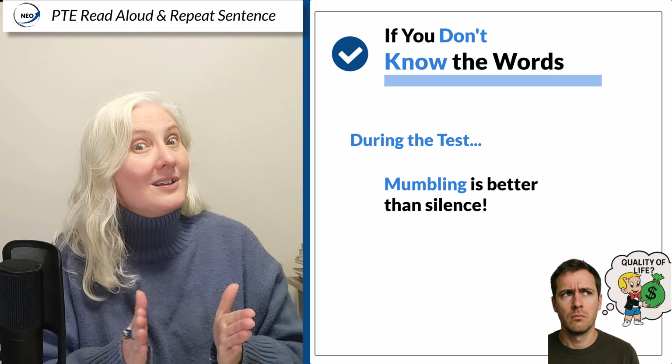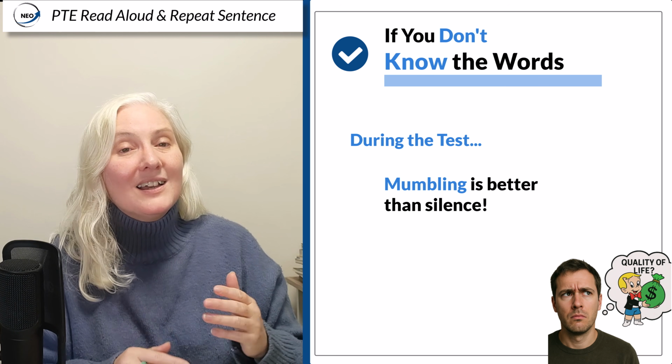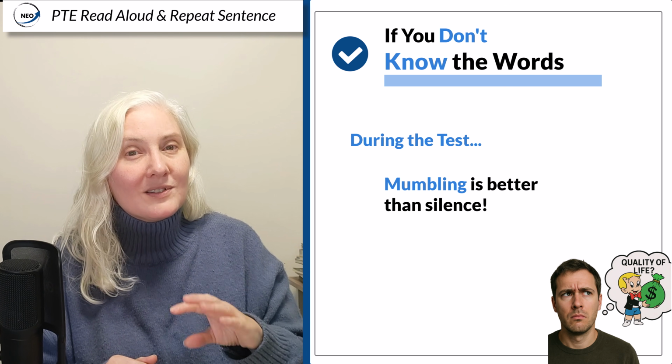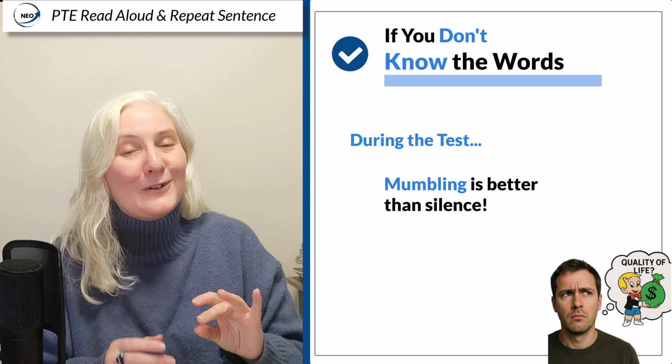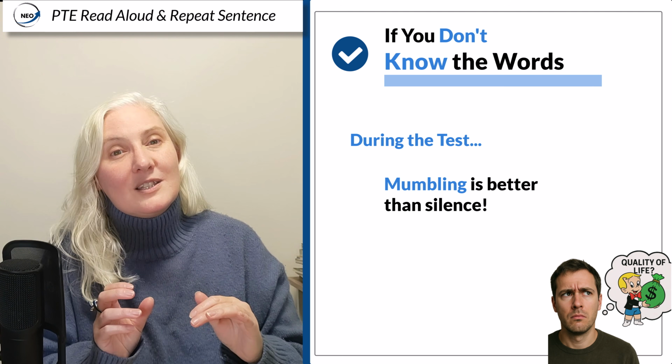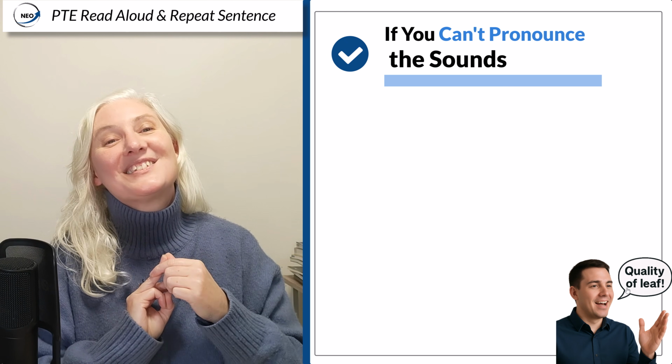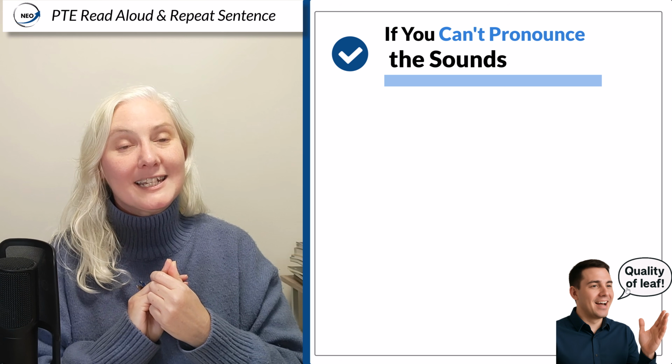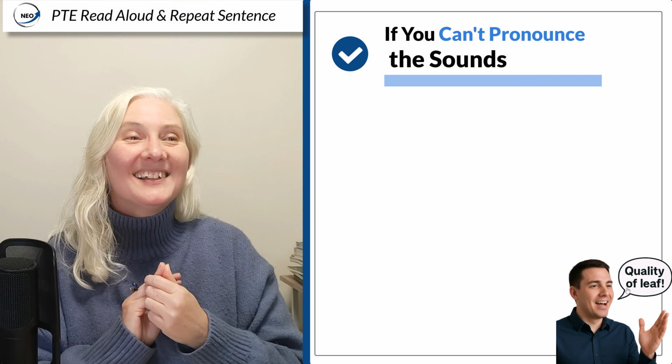And remember, a 3-second pause and you're dead anyway. So at least if you're making some noises, the AI will keep listening to you until you can get to another word that you do understand. It's better than nothing. Okay, the third pain point, really big one, is pronunciation clarity, speaking clearly.